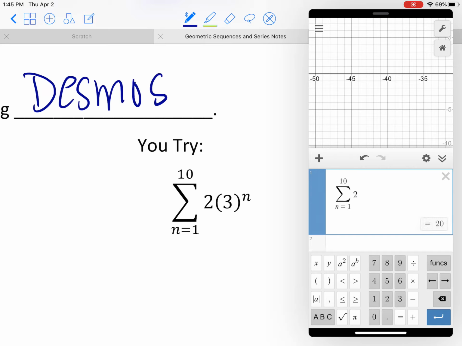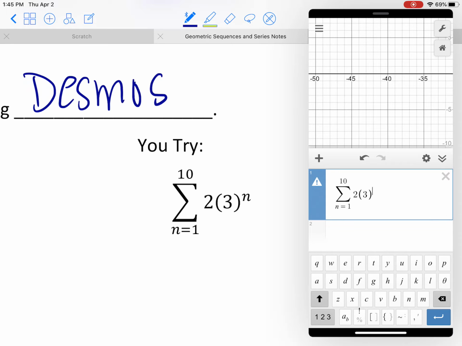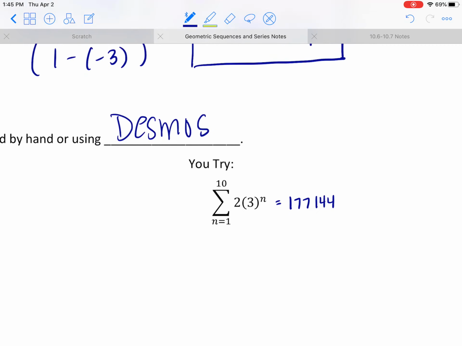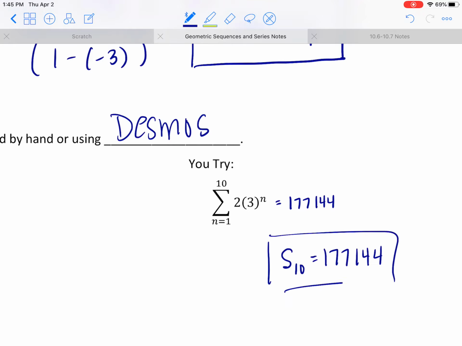Okay, so again, feel free to pause and try this one out. We're looking at functions, sum from 1 to 10, so it's 10 terms. This list would start at 2, and we'd be multiplying by 3 to continue the list, which means we're going to end up with a much larger answer here. And the nth power tells us we have 177,144 for our sum.